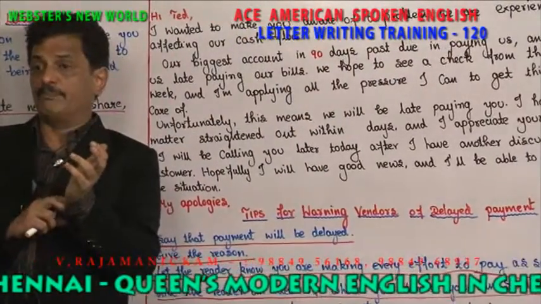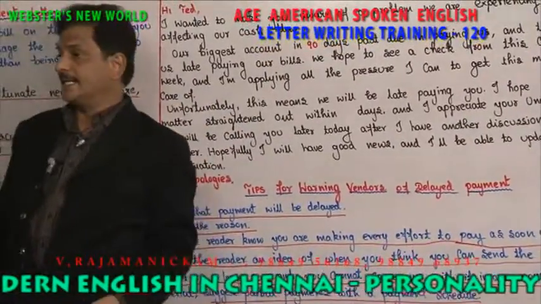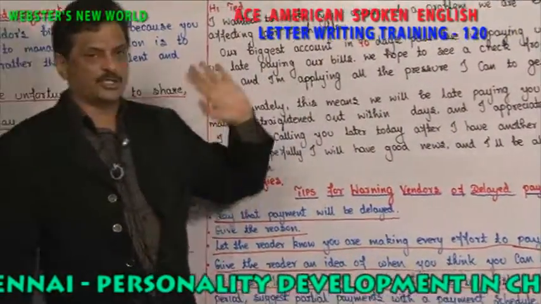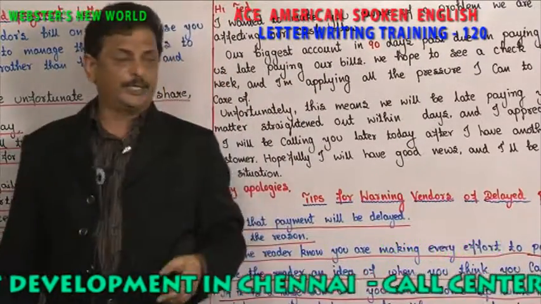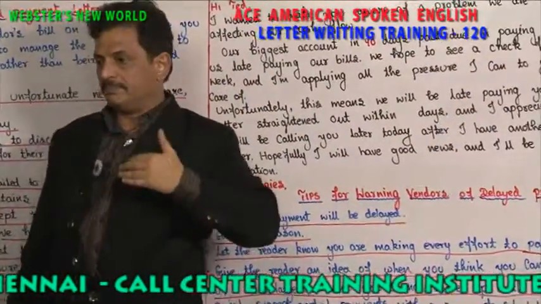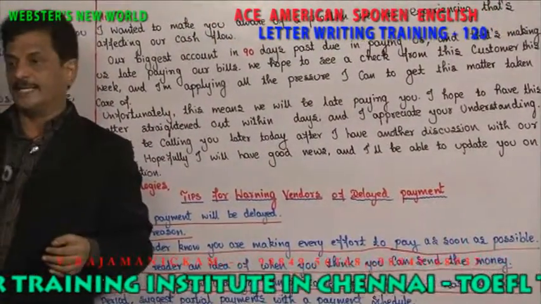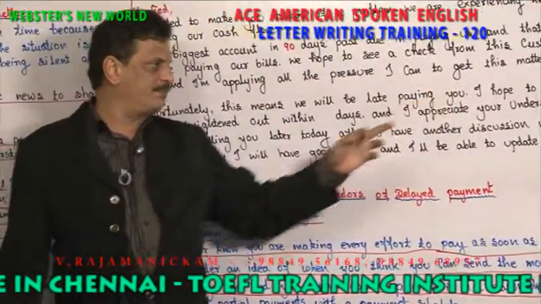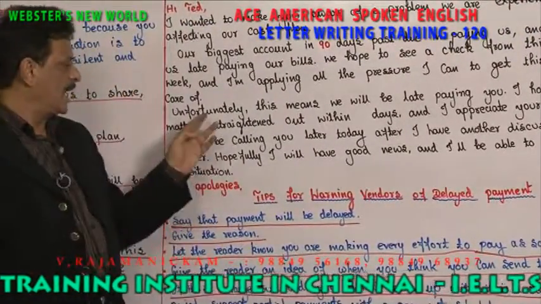We have supplied to somebody some goods. They have to pay, but for the past 90 days, 3 months, they are not paying the money, and that's making us late paying our bills. Because of that, I am not able to pay you. We hope to see a check from this customer this week. I'm sure this week that particular customer who is 90 days overdue will pay us the money, and I'm applying all the pressure I can to get this matter taken care of. I am trying my best to solve this issue.